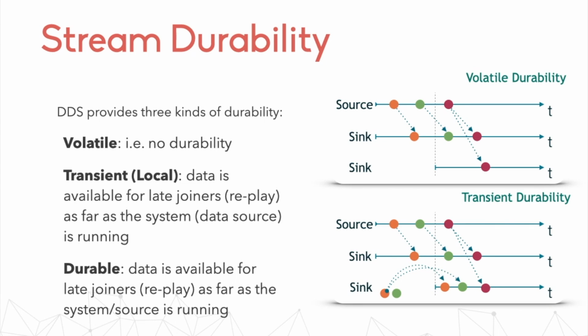So for instance, transient local ties the availability of data to the availability of the producer, while transient and durable decouple completely the availability of data from the availability of the producer.